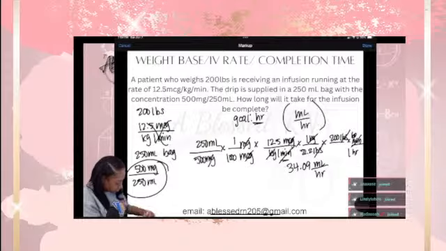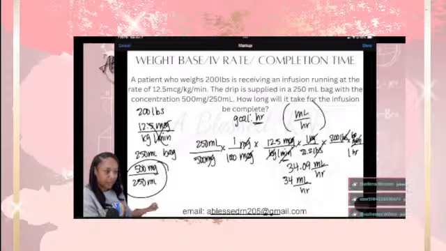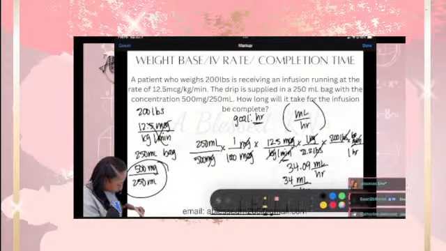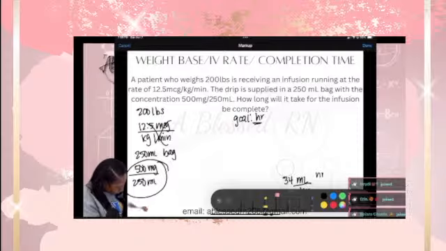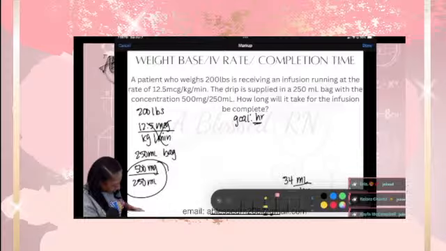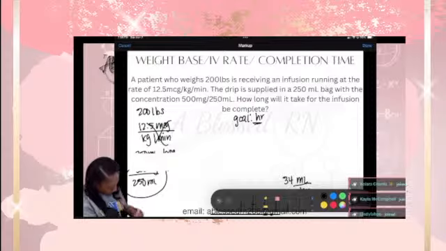And we're going to round this to the nearest whole number, which is going to be 34 milliliters an hour. Okay, so that is the rate. That's how fast this medicine needs to infuse. But we're not done yet, because it says how long will it take for it to be complete. So therefore, we now have to find hours. If our medicine is going in at 34 milliliters an hour and we have a 250 ml bag, then how long is it going to take?